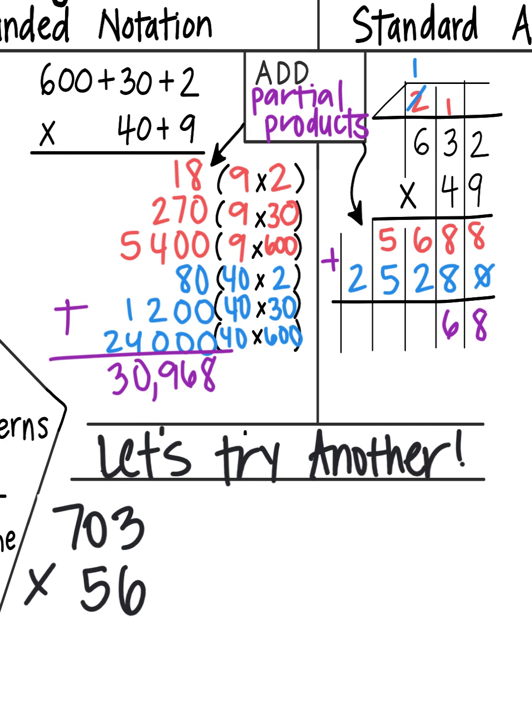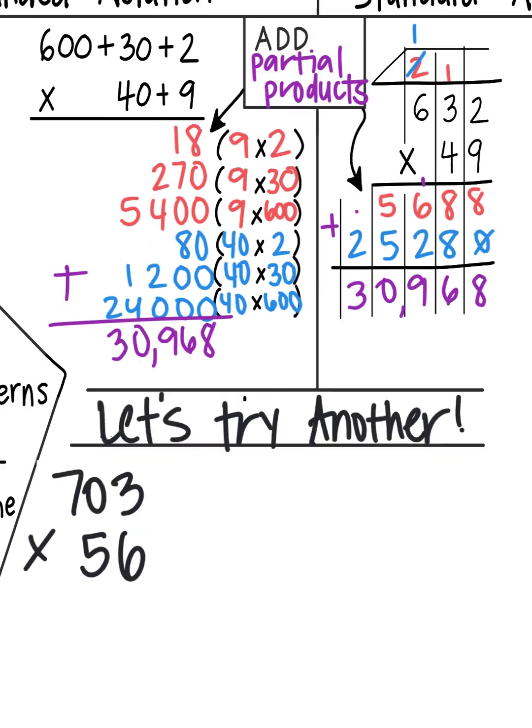The answer is 30,968. I already finished. And it should be the same thing. It should match the same number as we got on the left. Then it says, check your work. If I wanted to check my work, I could always divide. I could take the product divided by 49, and I should end up with 632. You just work backwards in reverse.